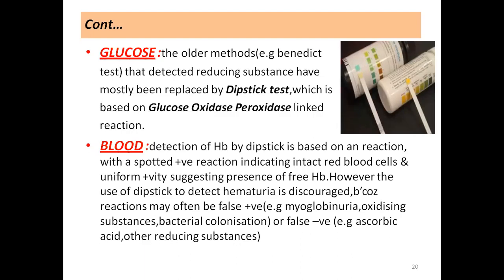Also, we do have a detection for blood. Detection of hemoglobin by dipstick is based on a reaction with a spotted positive reaction indicating intact red blood cell and uniformity positively suggesting presence of free hemoglobin. However, the use of dipstick to detect hematuria is discouraged because the reaction may often be false positive, as in the case of myoglobinuria, oxidizing substance, bacterial colonization, or false negative, as in cases of ascorbic acid and other reducing substances.